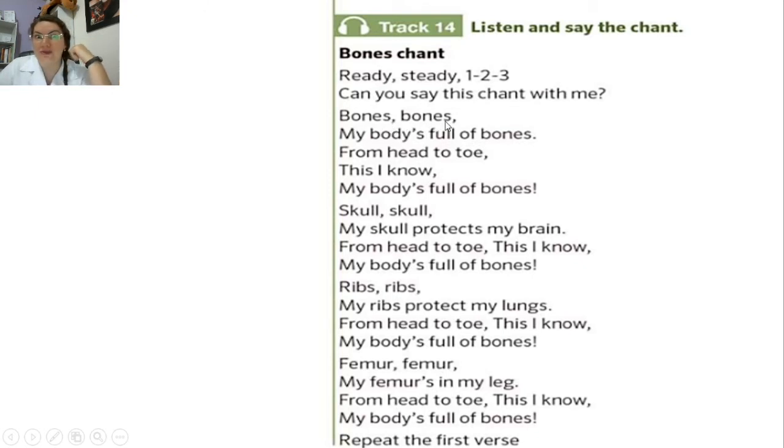Bones, bones, ossos, ok? My body's full of bones. Meu corpo está cheio de ossos. From head to toe. Da cabeça até o dedão do pé, ok? É o dedão do pé. This I know. Isso eu sei. My body's full of bones. Meu corpo é cheio de ossos.